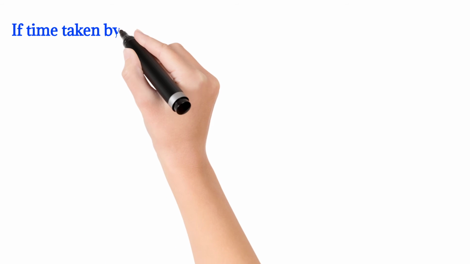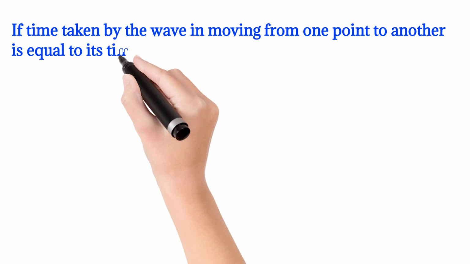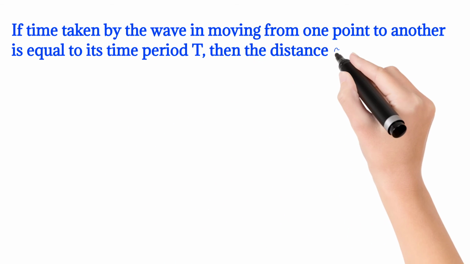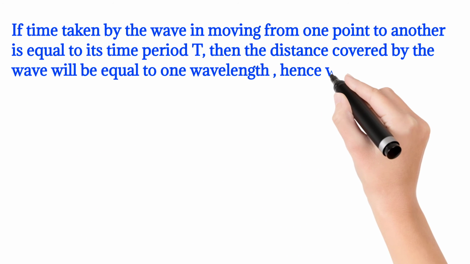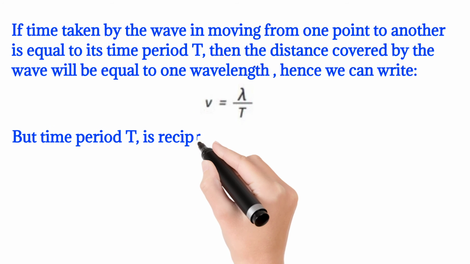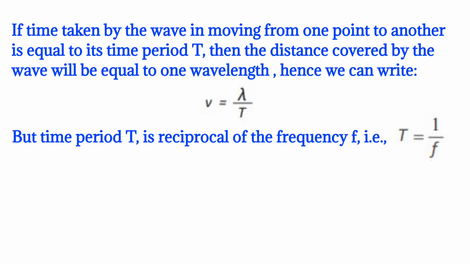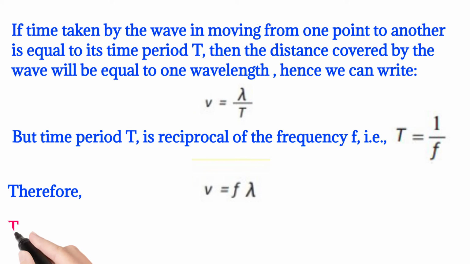If the time taken by the wave in moving from one point to another is equal to its time period T, then the distance covered by the wave will be equal to one wavelength. Hence we can write v = λ/T. But time period is the reciprocal of frequency, so T = 1/f. Therefore, we can say that v = fλ.